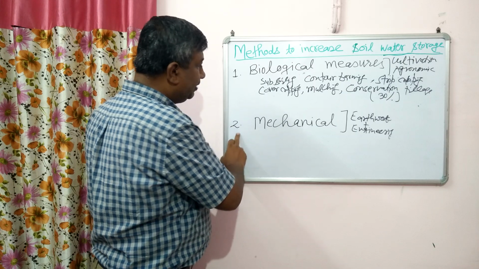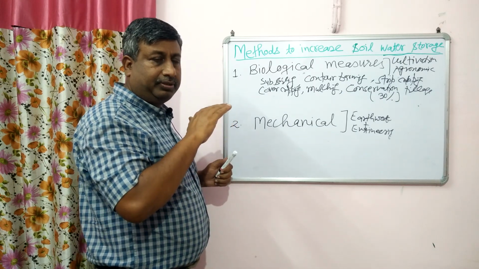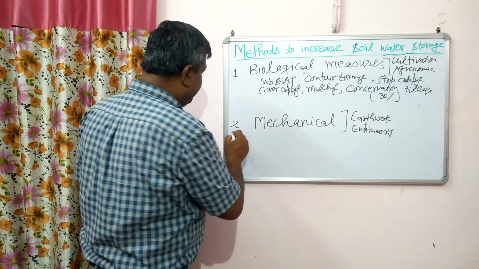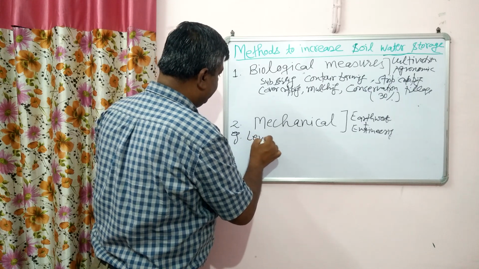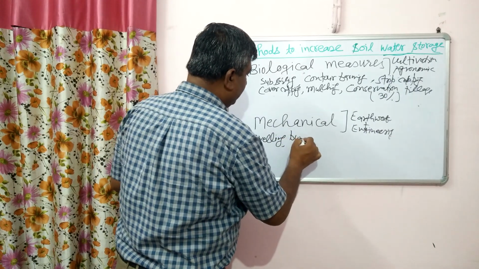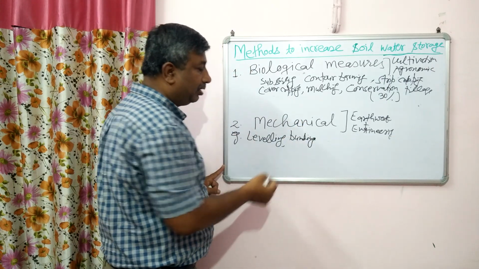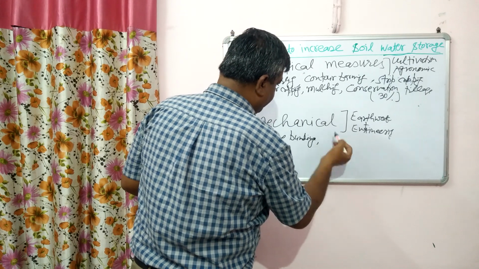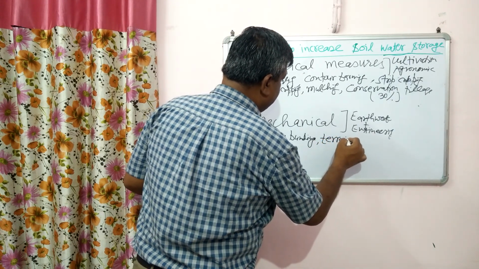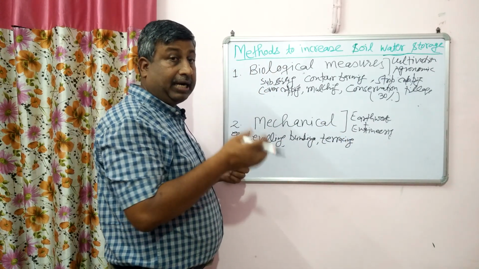And in case of mechanical measures, here we try to reduce the length of slope and degree of slope. A very good example is leveling, level field, bunding, so that water is not moved outside the field and runoff is reduced. Then terracing. Terraces are the earthwork or construction of ridges across the slope.